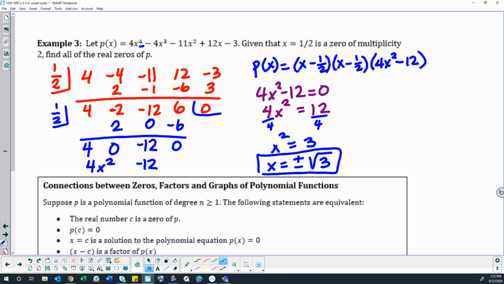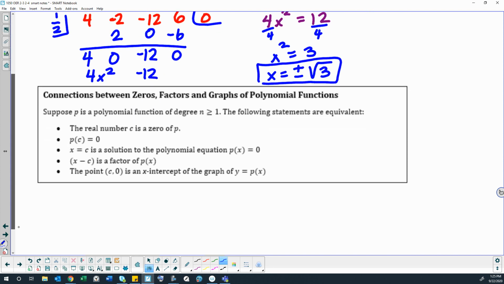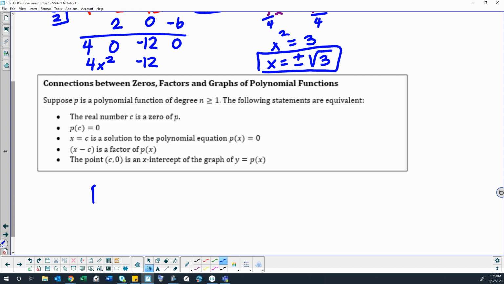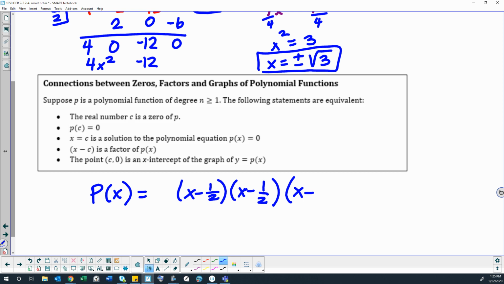If we wanted to, we could write out this entire polynomial now in a form that's all factored, but a little bit weird looking. So just for fun, let's think about what that would look like. If we have an x minus 1/2 and an x minus 1/2, and now we know our other zeros are x minus square root of 3 and x plus square root of 3.